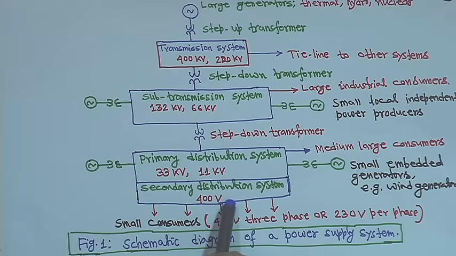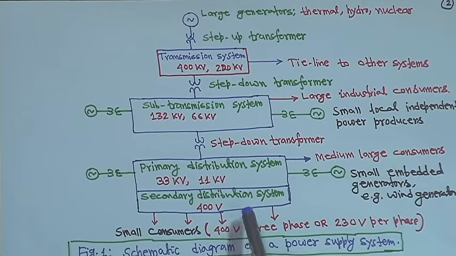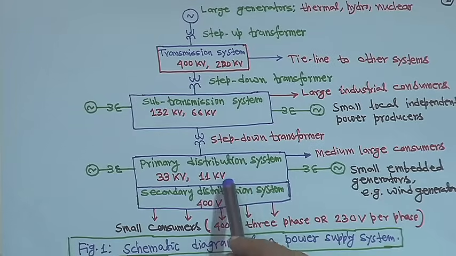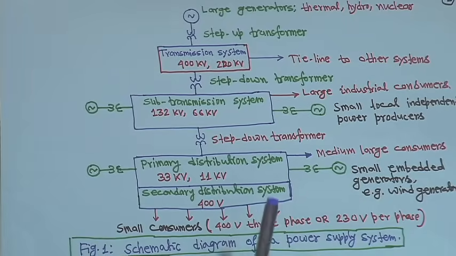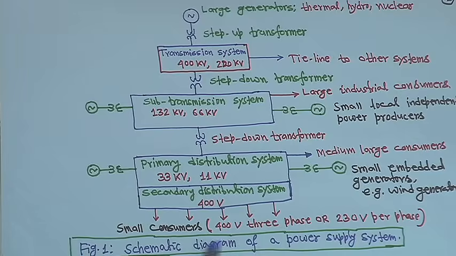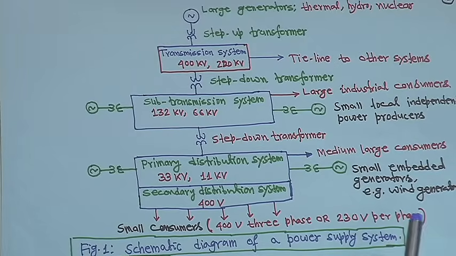And then this is the secondary distribution system. The voltage is 400 volt. You might have seen the pole mounted distribution transformer, maybe near your college or near your home, right. Those transformers are generally 11 kV by 400 volt, or maybe 433 volt, right. So these are small consumers, at 400 volt 3 phase or 230 volt per phase, right.